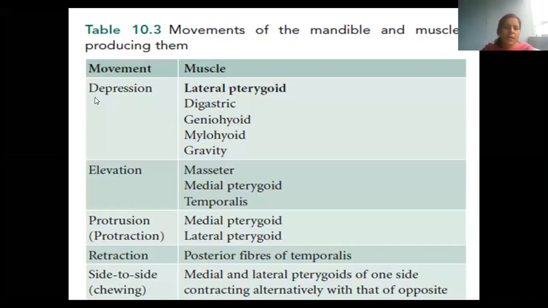Of movements which are possible at the temporomandibular joint and what are the muscles producing the movements. Because if the joint is asked, obviously the muscles producing the movements will be asked along with it. So do it like this: depression, elevation, protraction, retraction, and side to side swivel. These are the muscles we have.